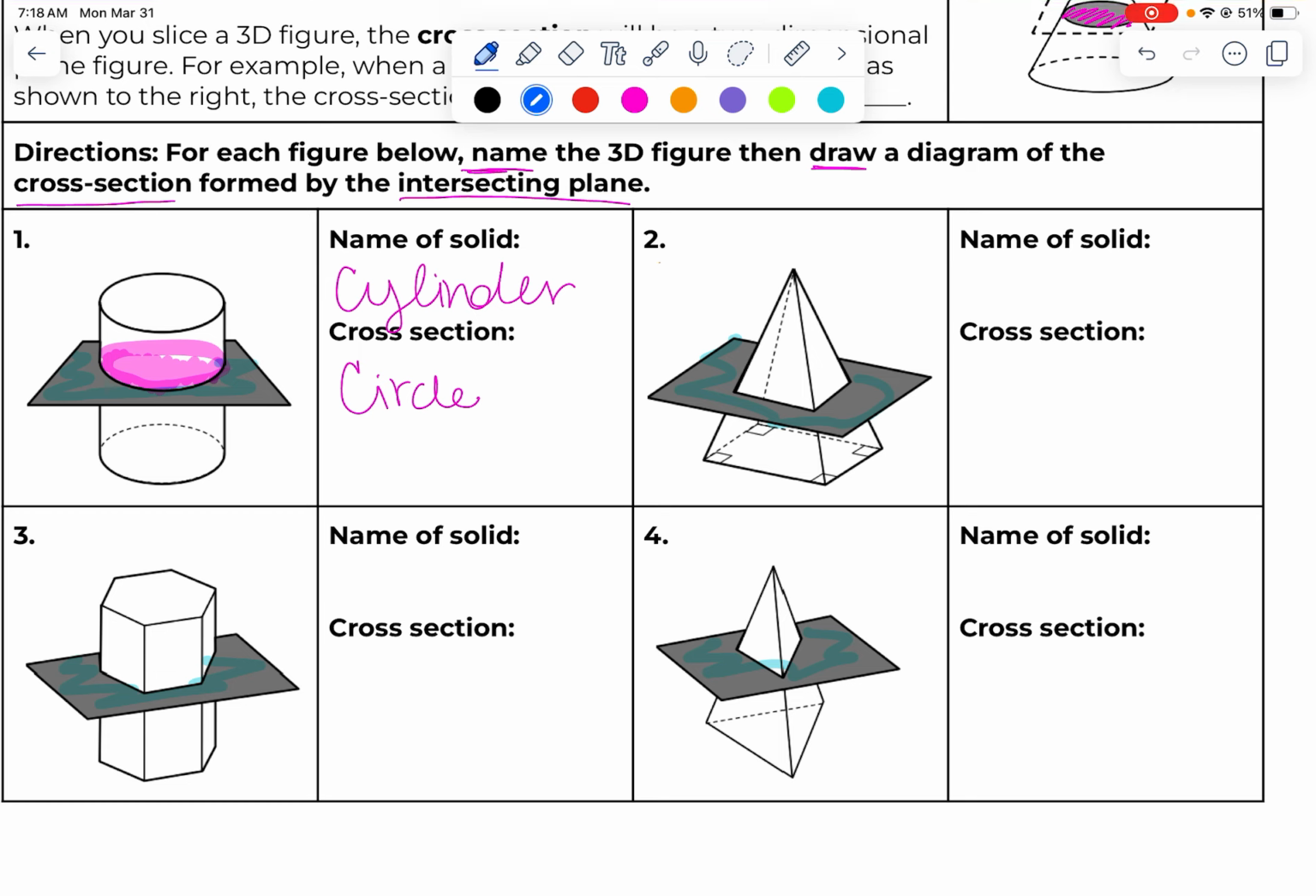Number 2 would be a rectangular pyramid. The reason it is a pyramid is it only has one base. And for our cross section here, it is parallel to the base, so it would have the same shape as your base, which is a rectangle.